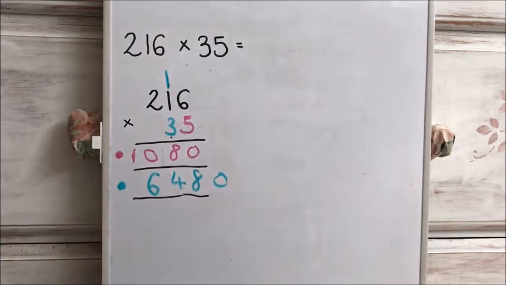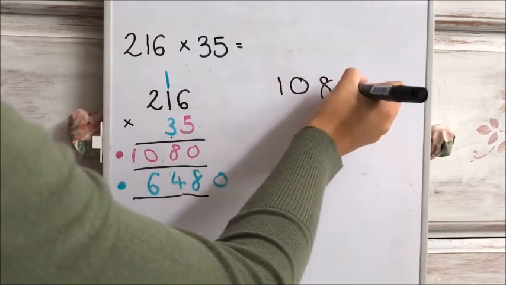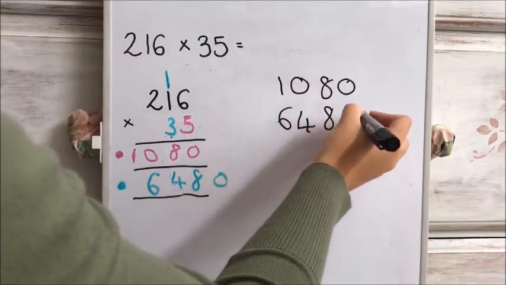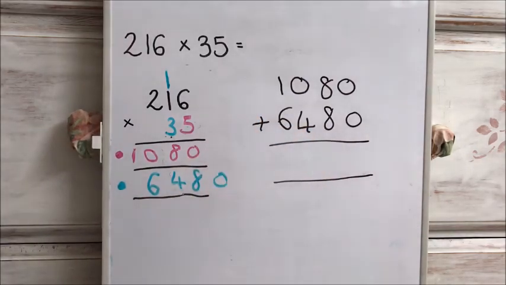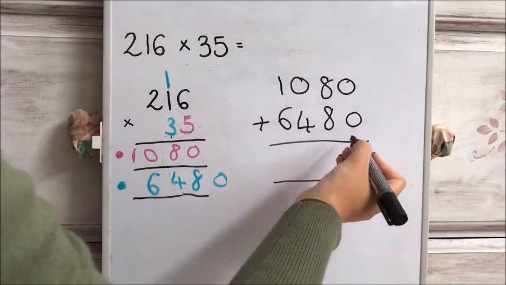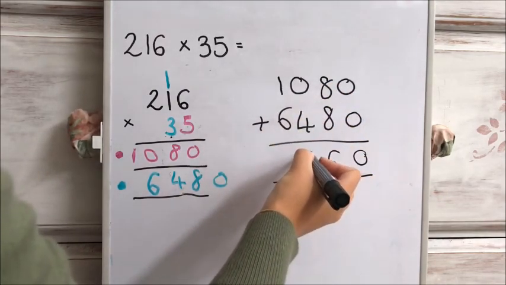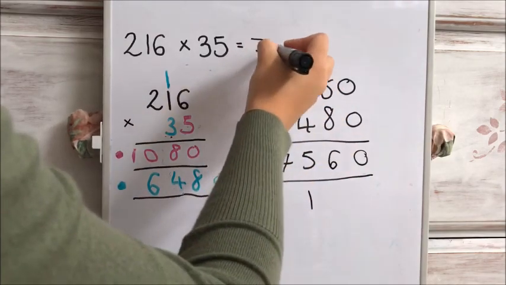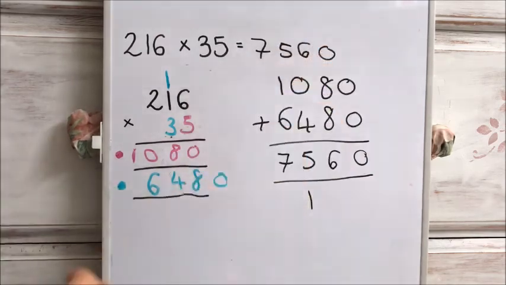And now all we need to do is add our pink row and our blue row together. So we add 1,080 from our pink row to 6,480 from our blue row. Just simple column addition to add them up. So 0 add 0 is 0, 8 add 8 is 16, 4 add 1 is 5, and 6 add 1 is 7. So you'll see our answer is simply 7,560.